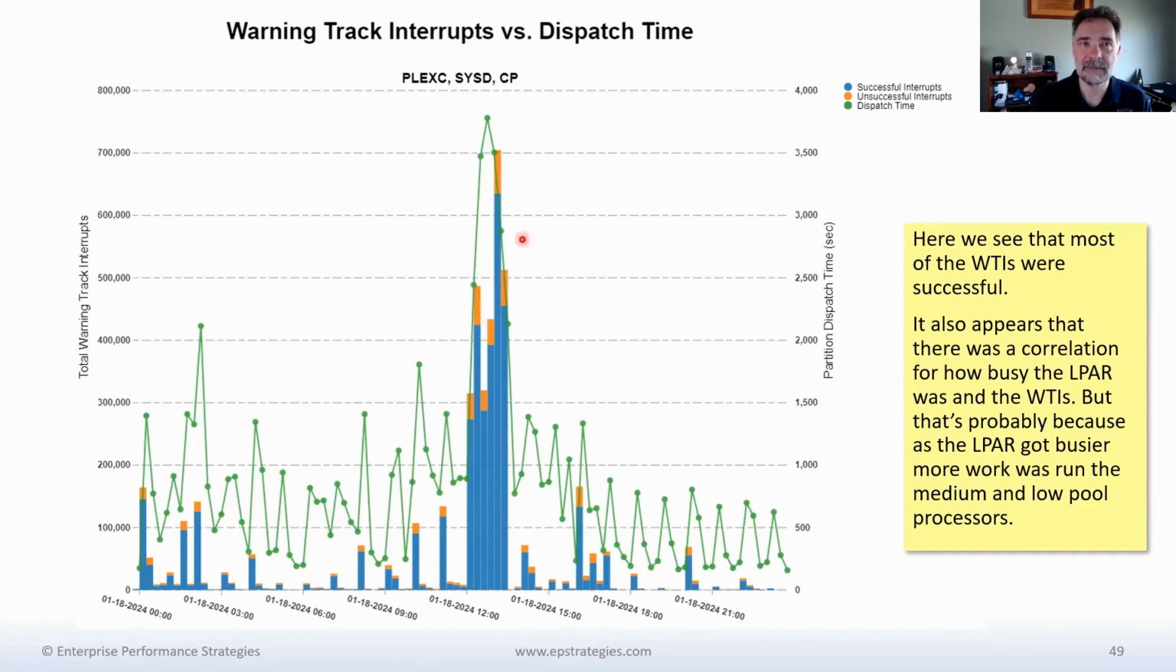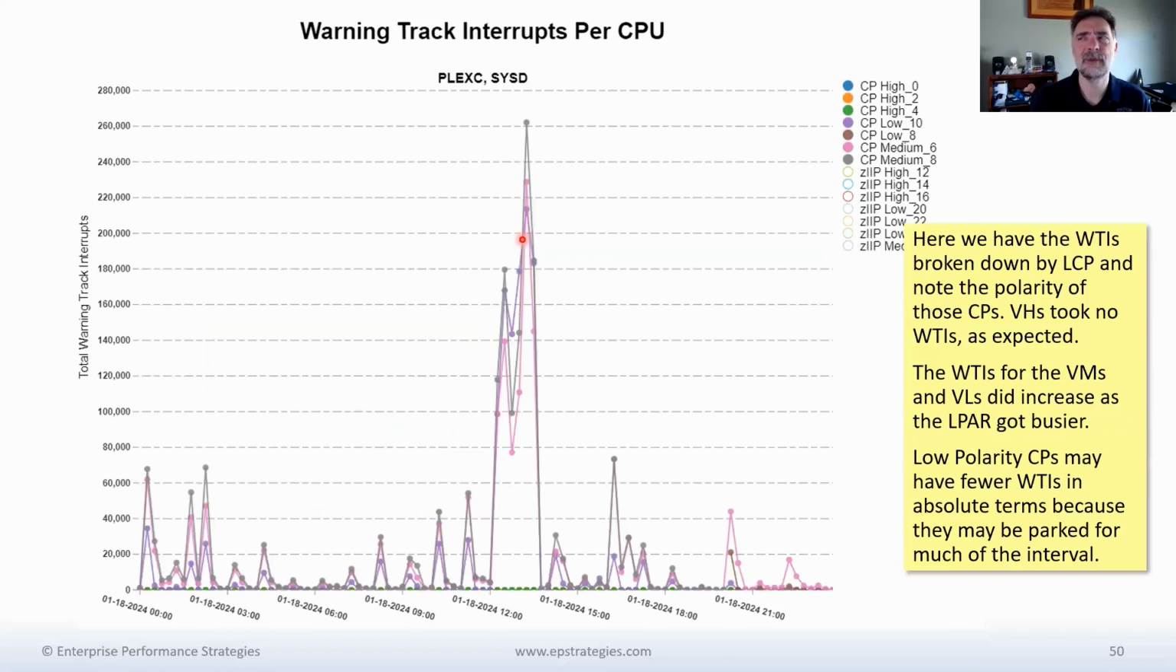We could look at that, of course, by the CP type here too. And in fact, that's what we see. If you look for these blue, orange, green colors down here for the vertical highs, you'll notice there are no warning track interrupts, which is exactly what you'd expect. We do see a little bit for this pink and gray, which are the mediums, but the purple and the brown are what are driving some of this spike here as well.